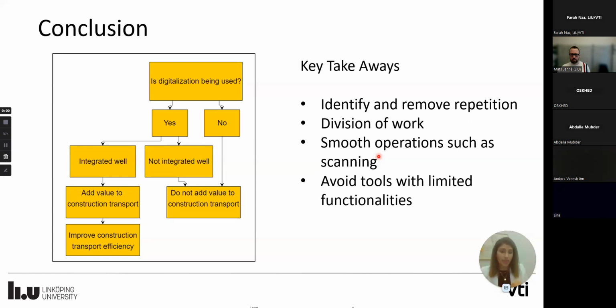It is also very important to avoid tools which have limited functionalities, because I have also asked why companies start using a digital tool but then come back to performing activities manually. The reason is that some tools don't provide complete solutions. It is partial: half of the tasks they have to perform manually, half digitally. So in the end, they tend to move towards more manual tasks because we are used to performing things manually and in a traditional way.